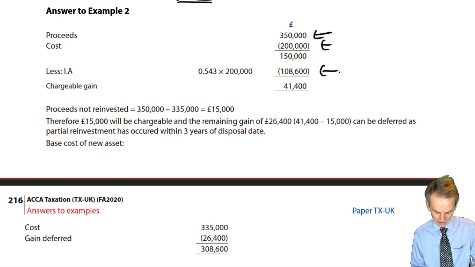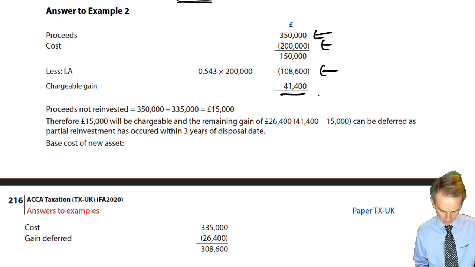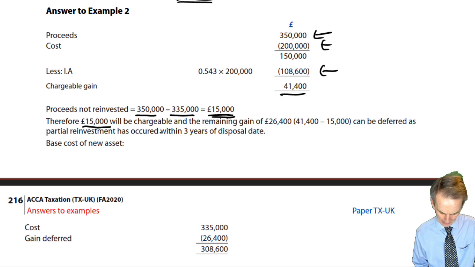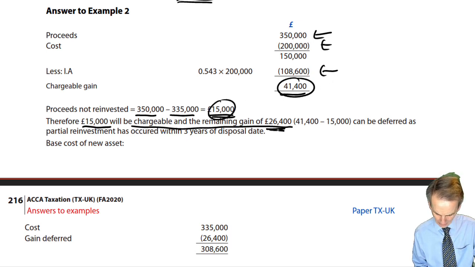Take away your indexation allowance and get your chargeable gain. Now this time we have failed to reinvest all of the proceeds. Sold for 350, bought for 335. We've taken out £15,000 cash on the deal. Therefore that £15,000 will remain chargeable, and it's only the remaining gain, 41,400 minus 15 is 26,400, that can be deferred. You can see the calculation done there.